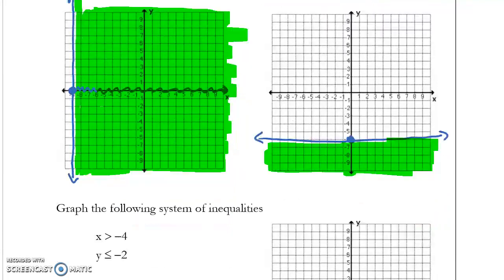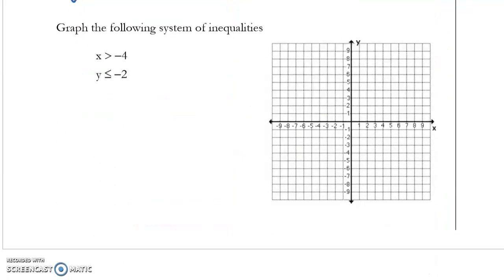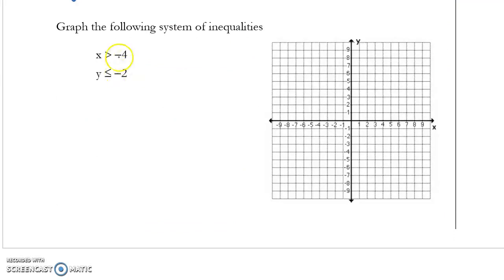This last example on the video is a system. So it's doing the same thing, but I have to graph two of them. So if I'm graphing x is greater than -4, I go to my x-axis at -4. I'll put an open circle because I know that's going to be a dashed line based on the symbol. And I will draw a vertical. X equals is vertical, y equals is horizontal. I cross -4. And I'm not going to shade yet.